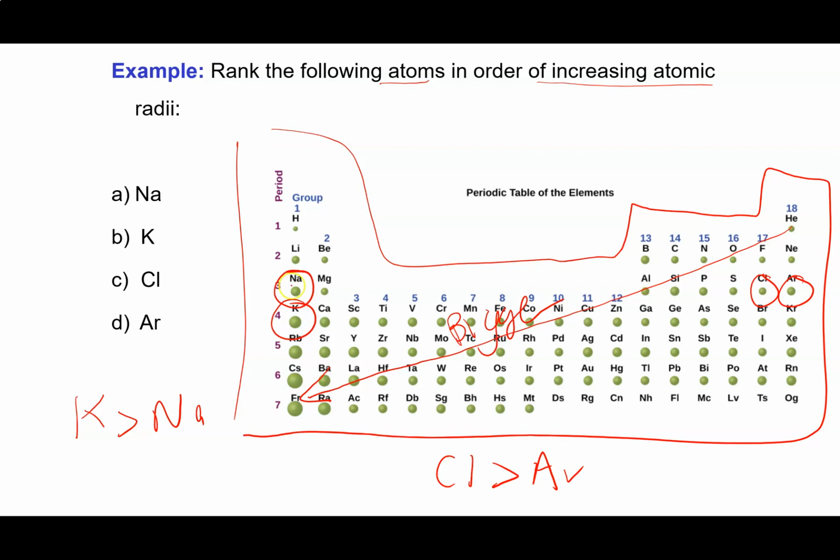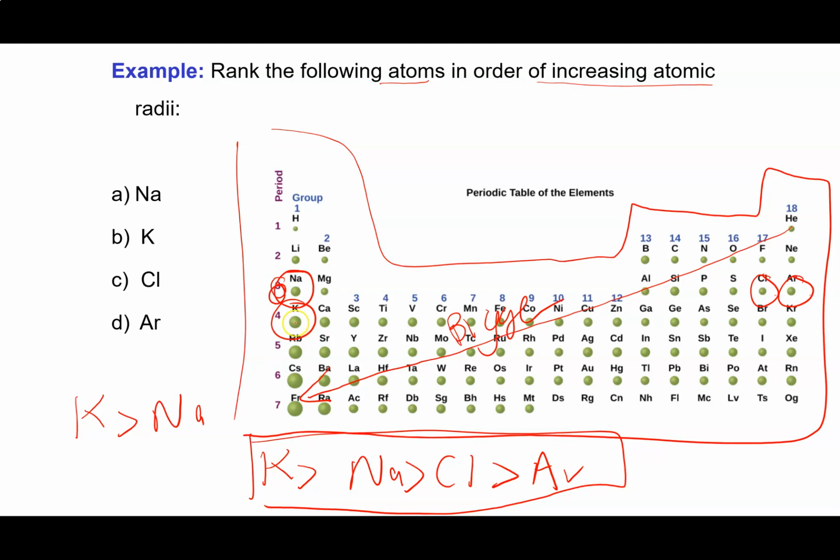Now, what about in this? So chlorine and argon are in period 3 along with sodium. So the whole sequence is going to go sodium, chlorine, argon, because as we go across period 3 they're going to get smaller. And then potassium is going to be bigger than sodium, so there's our sequence. So you just got to kind of logic your way through it. So it's going to go potassium, sodium, chlorine, argon.